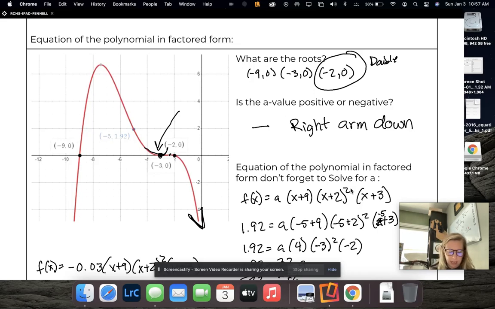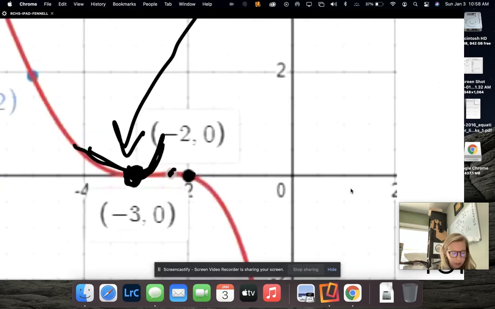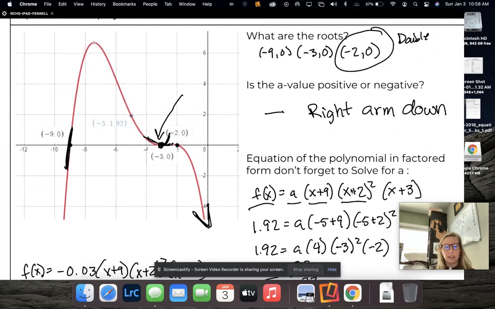All right, to plug this in, we know f(x) is going to equal some value a times my first factor, (x + 9), times (x + 2), which is a double root. So we're going to square that term. Again, I can tell because it bounces right off. Notice how this one passes right through at that x. So we're still increasing. Here we're decreasing, we hit that point, and now we're increasing. Even though it's slight, it does actually go back up there, so it's a slight increase, so that is a double root.